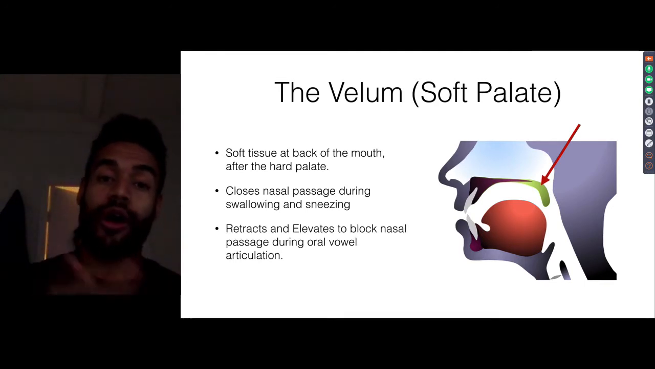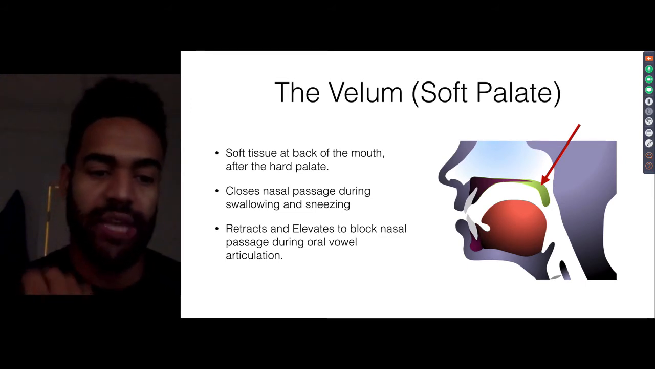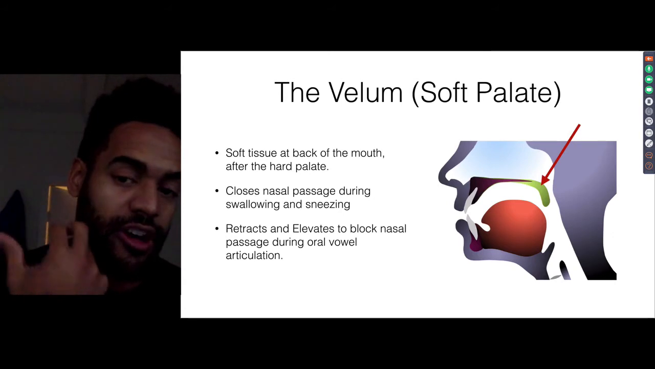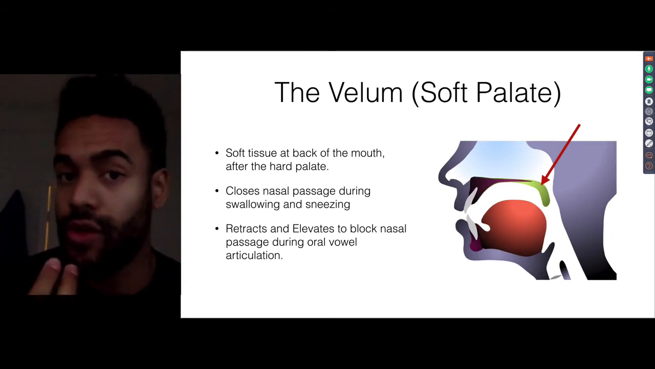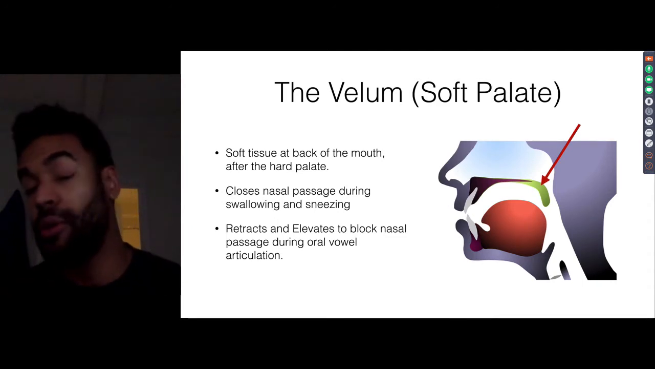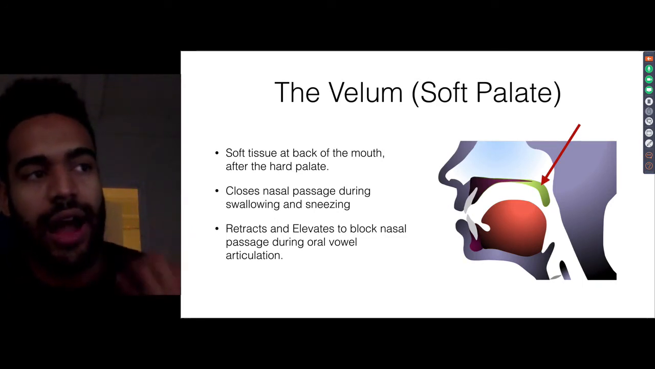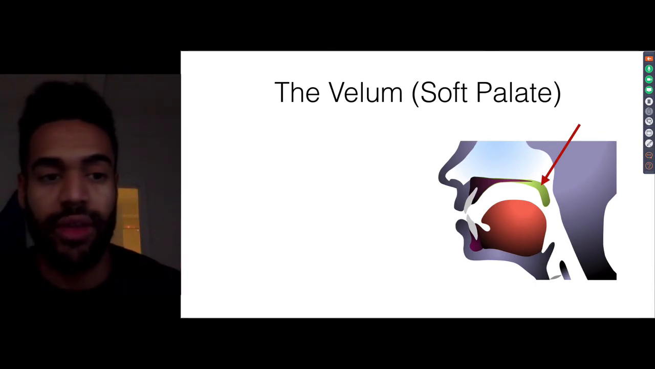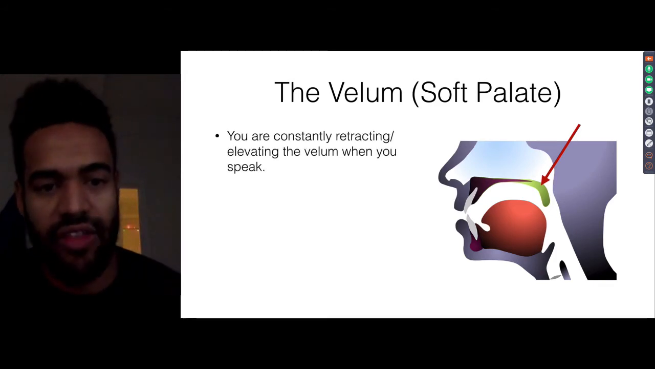During oral vowel articulation, when I say I, E, U, A, O, I'm actually retracting and elevating this velum, this soft palate, to block off the nasal passage. We use it all the time because when we speak English, almost all of our vowels are oral vowels. So without realizing it, you are constantly contracting the muscles in the velum, retracting and elevating it when you speak.